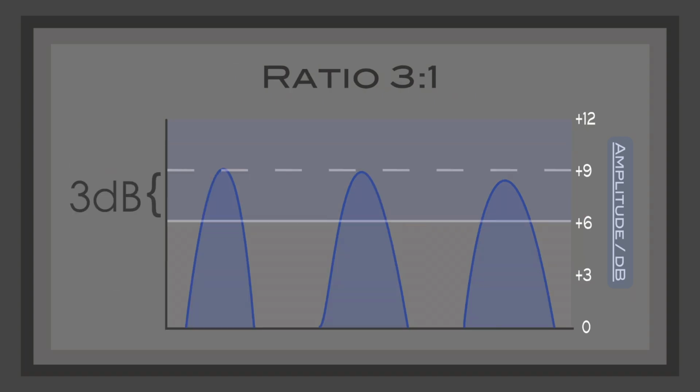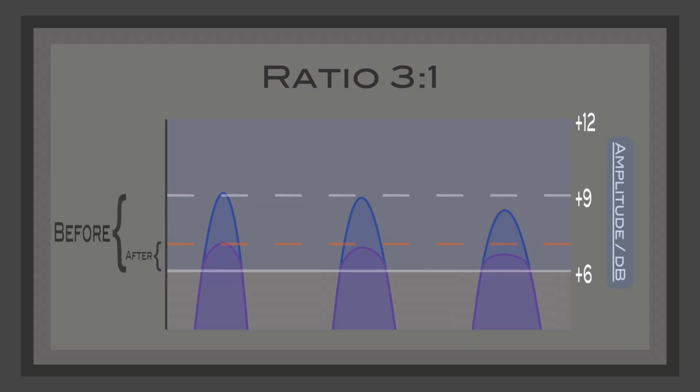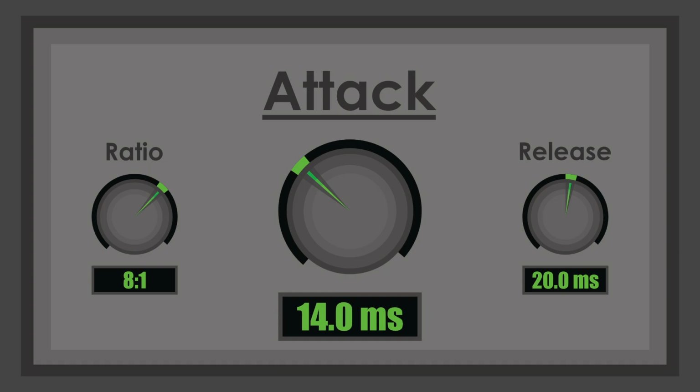For example, if we have a waveform that goes 3 dB above the threshold, and we have a ratio of 3:1, the peaks of the audio will only be 1 dB above the threshold after compression. If you imagine the waveform as a mountain, we're essentially just chopping the high peaks off. The next parameter we'll talk about is attack.